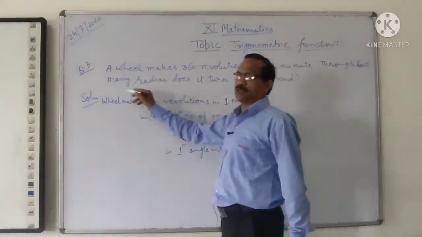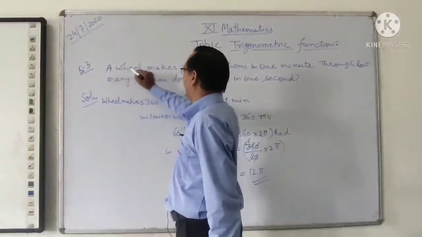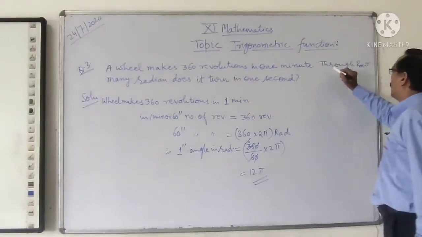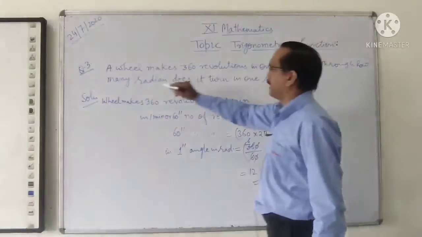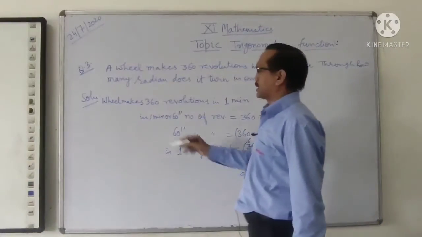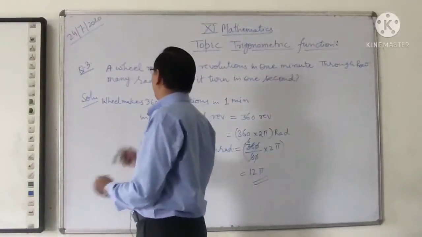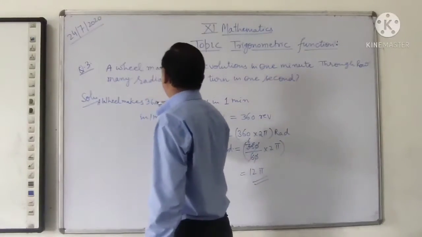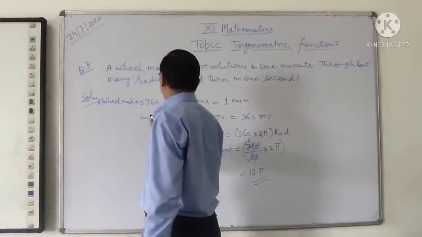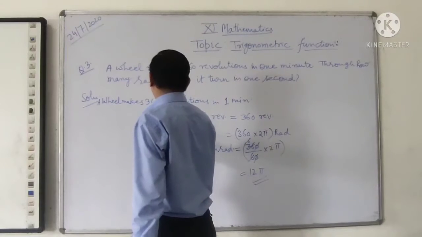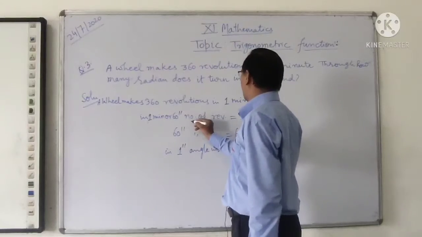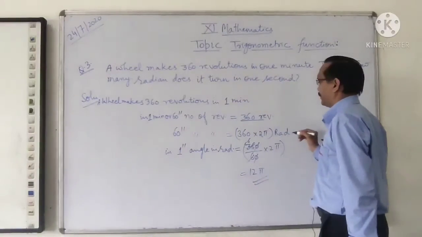Students, now it is question number 3. The question is, a wheel makes 360 revolutions in 1 minute. Through how many radians does it turn in 1 second? Now see the solution. A wheel makes 360 revolutions in 1 minute. It means in 1 minute or 60 seconds, the number of revolutions equals 360.